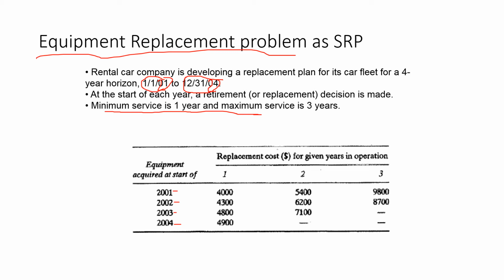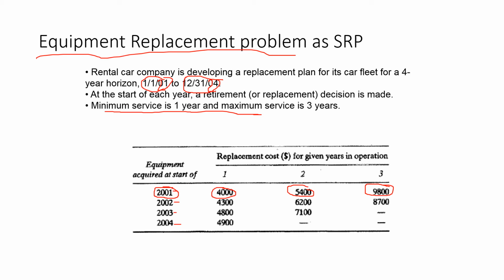And this is what I call the replacement cost. So here it says that if the car was acquired at the beginning of the planning horizon, which is 2021, and replaced after 1 year, that means I replaced it at the beginning of 2022, then I will only pay $4,000. If I keep the car that I acquired at the beginning of the planning horizon for 2 years, then of course I'll pay more money because the cars are now 2 years older, so I will pay more for replacement, and for 3 years I will pay $9,800 to replace the fleet.